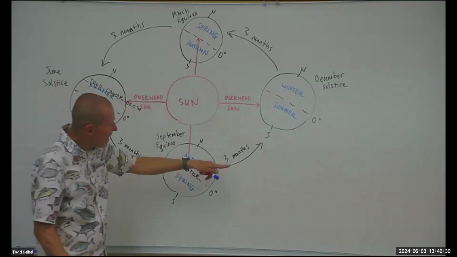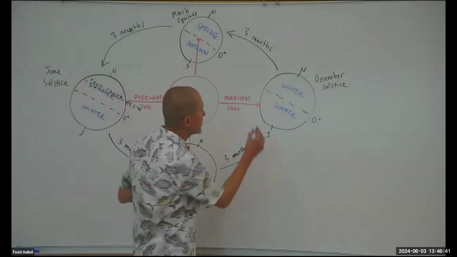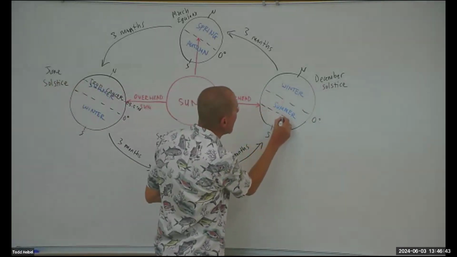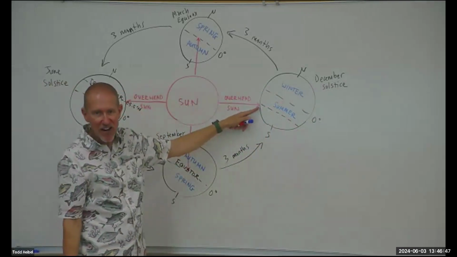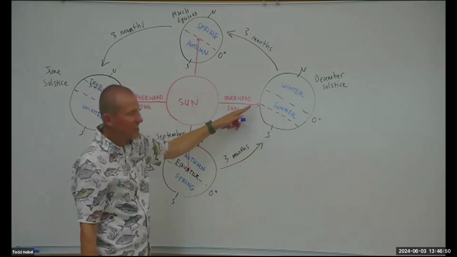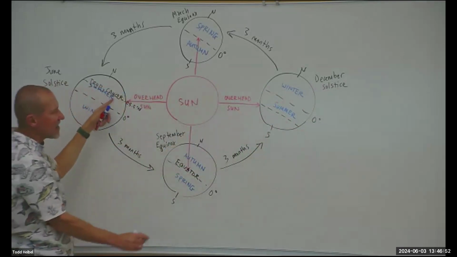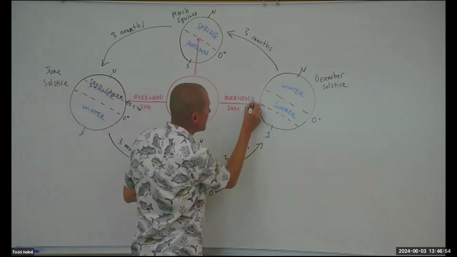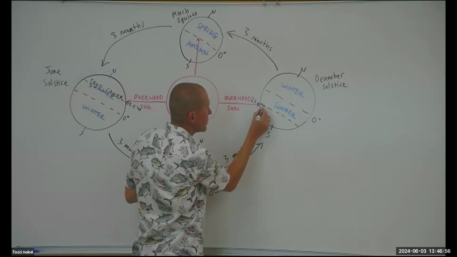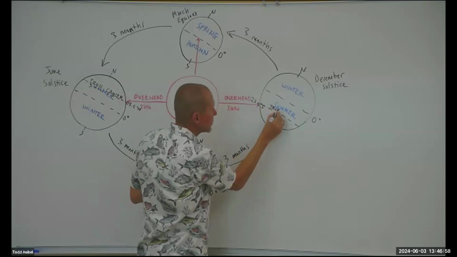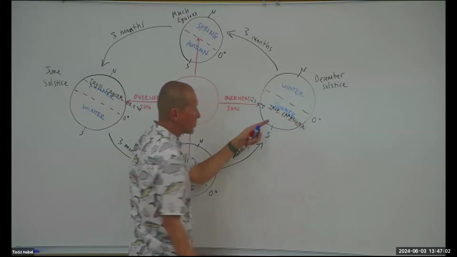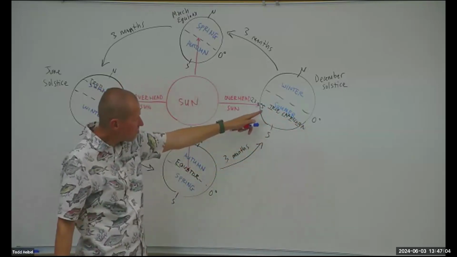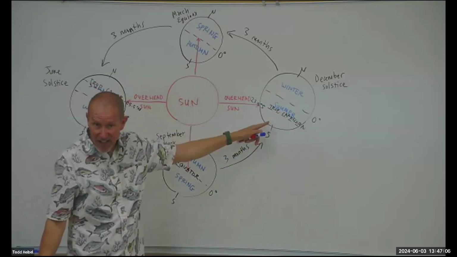All right. 3 months later, we go to the December solstice, and now the most direct rays of the sun are hitting the earth where? Yes, now it's going to be the other tropic. It's going to be 23.5 degrees south. It's going to be the Tropic of Capricorn that receives the most direct rays of the sun at the December solstice. I love it.